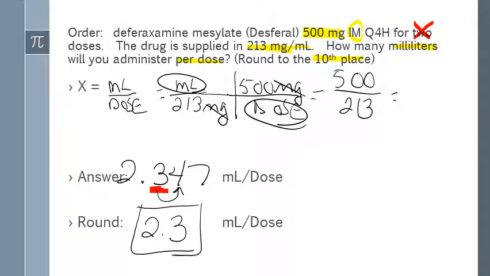So let me recorrect because I just realized what I said. 5 and higher, round up. So if this was a 5, that would go to 4. 4 and lower, you keep the number the same.